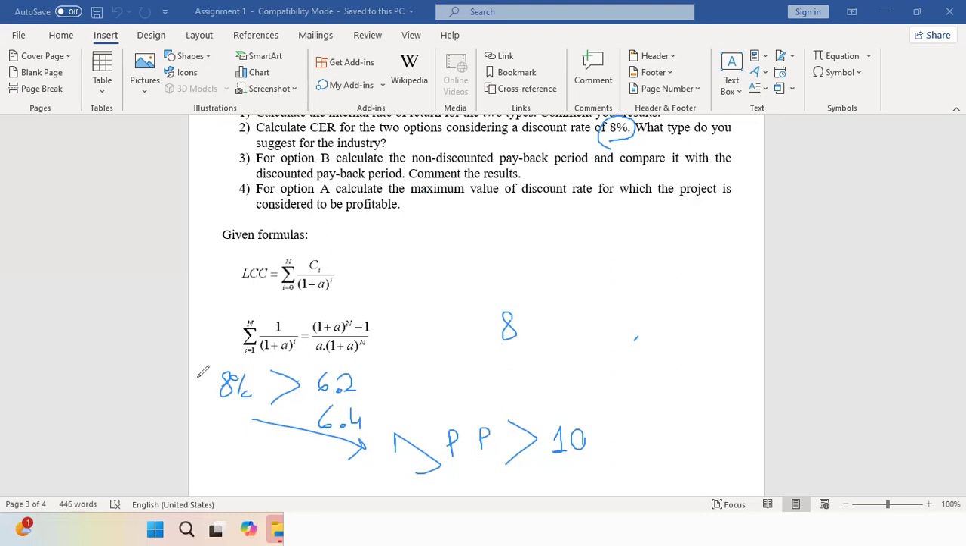If you do calculation, you will get a value larger than 10, and you can do the analysis. You can say this is expected because the discount rate is larger than the IRR, so I cannot pay back my project during its lifetime.